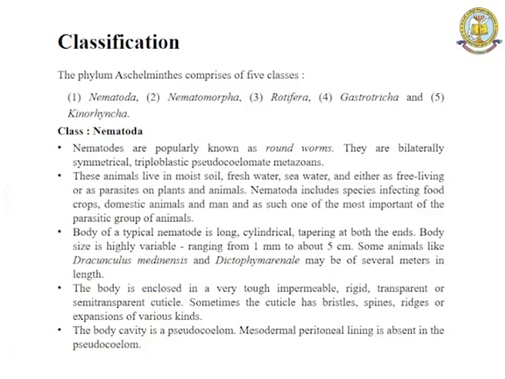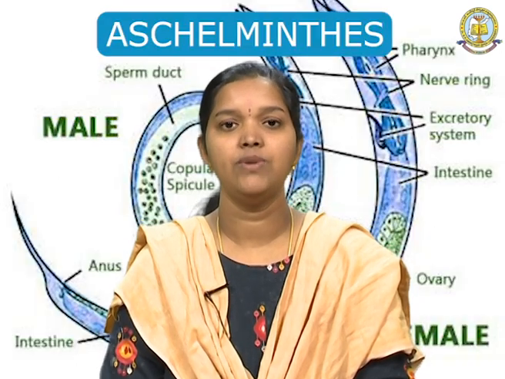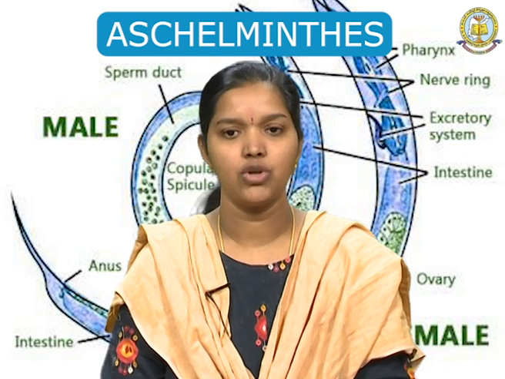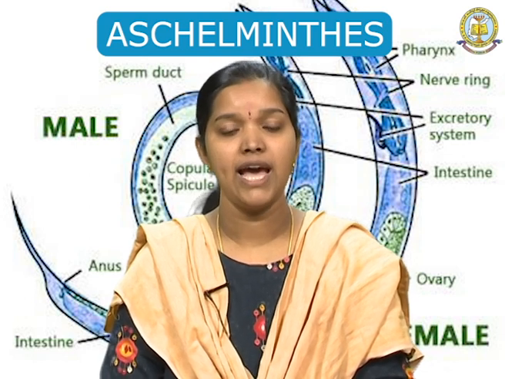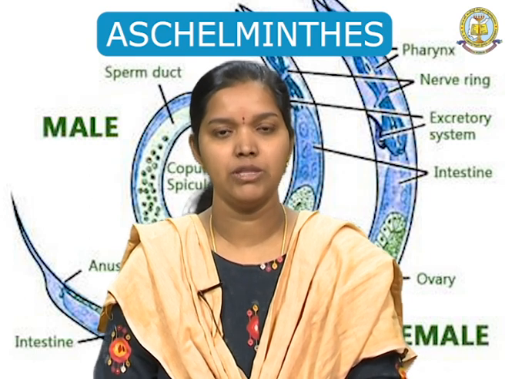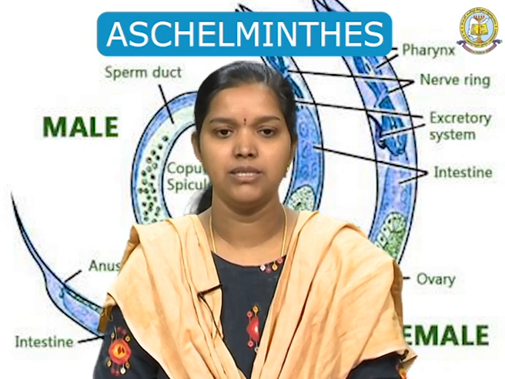And the animals live mostly in moist soils, fresh water, sea water. They are either free living or parasitic in nature, and they usually live on plants or animals, and they include the organisms which usually destroy the food crops, domestic animals and man, and they are the important parasitic group that are infecting the animals.